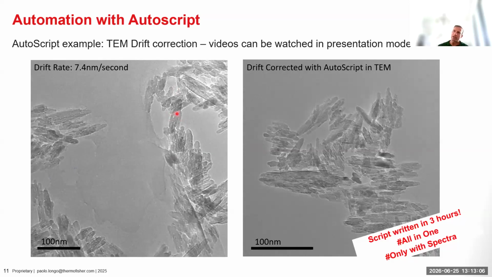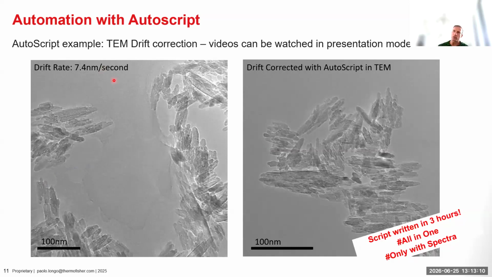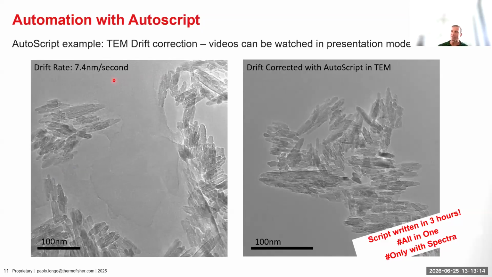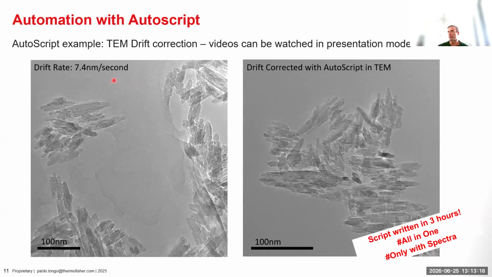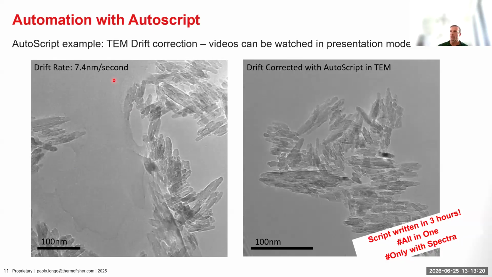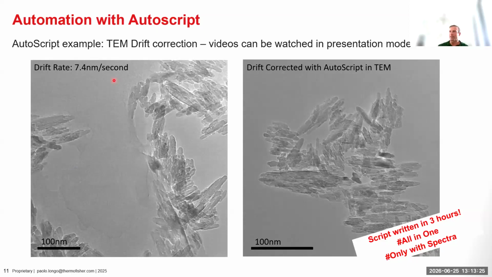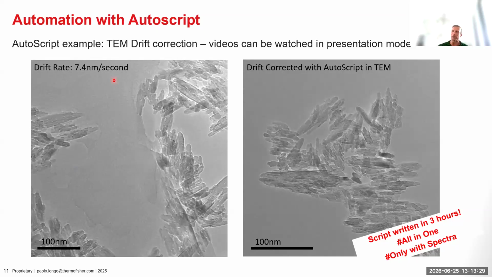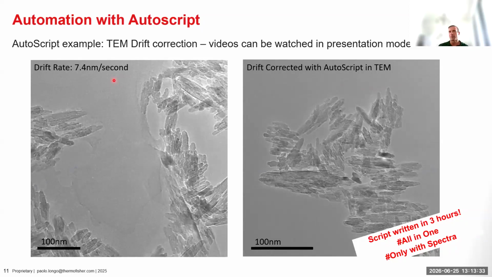Now, you see a massive drift. Obviously, our microscopes don't drift as much. We induced a pretty massive drift to prove that the script works really well. So this is, again, an example of AutoScript with one of the most difficult problems that every microscopist tries to solve, which is the drift.